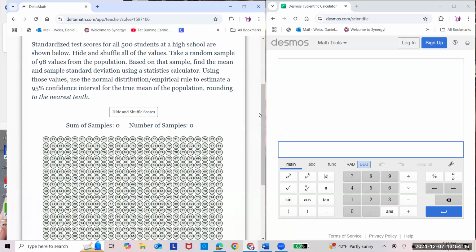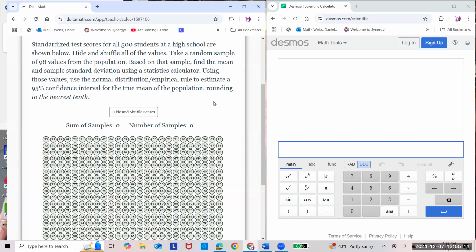Hide and shuffle all of the values. Take a random sample of 98 values from the population. Based on that sample, find the mean and sample standard deviation using a statistics calculator. Using those values, use the normal distribution empirical rule to estimate a 95% confidence interval for the true mean of the population, rounding to the nearest tenth.